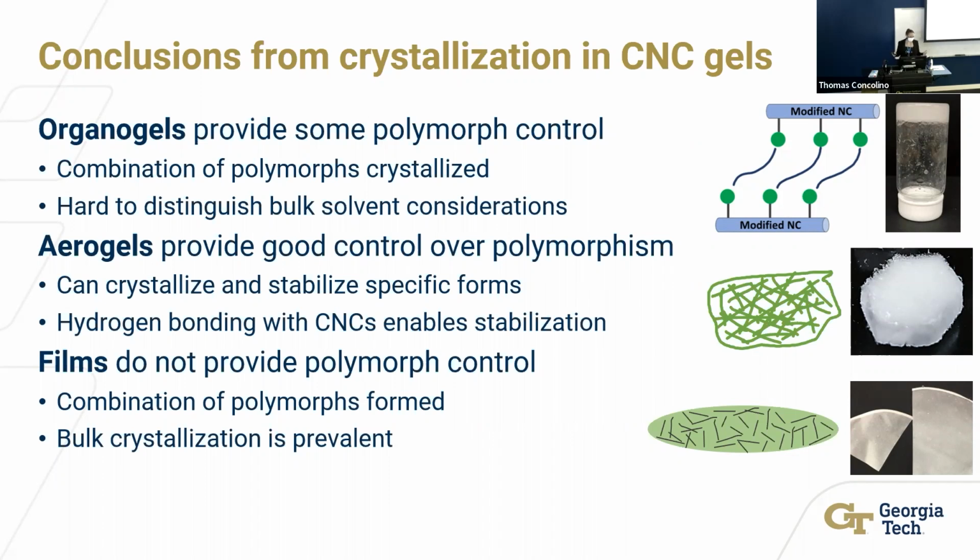And then films do not provide good polymorph control. We got this combination of different polymorphs forming, and bulk crystallization was prevalent.